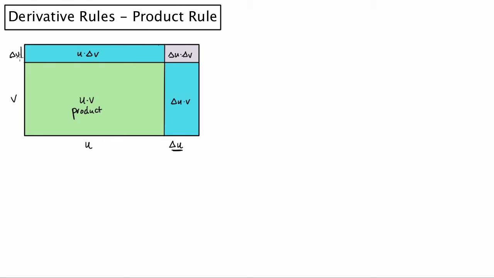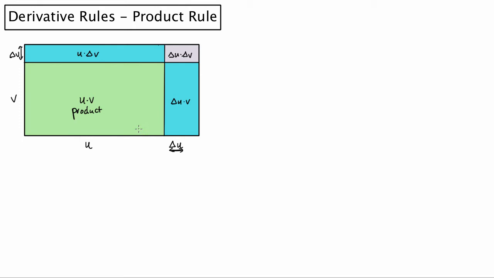So this represents the increase in the size of V. This represents the increase in the size of U. And so I want to know, how does the area in green change? Well, any change that occurs is because I'm adding on these elements.